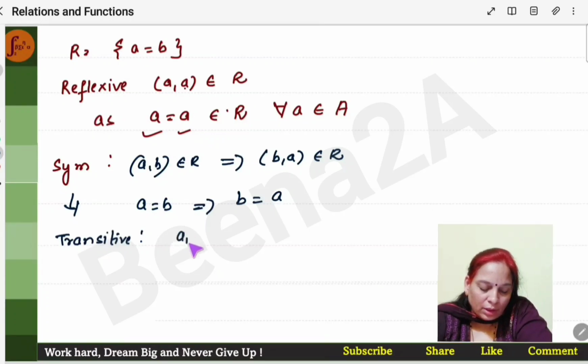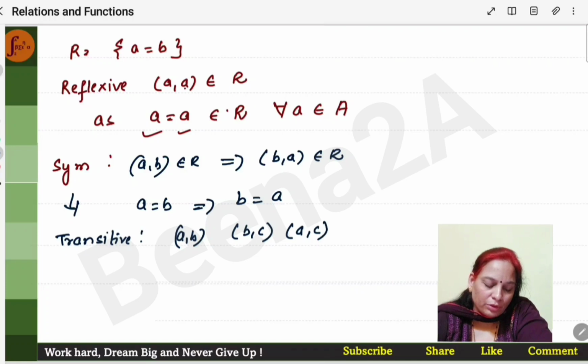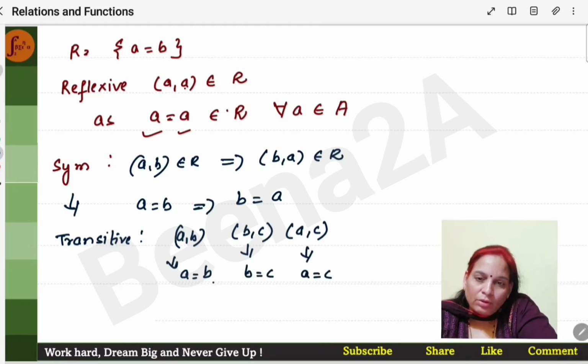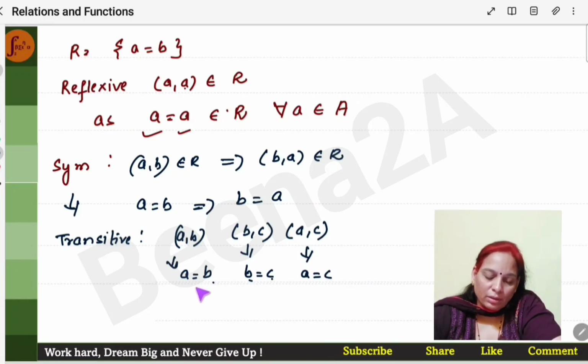Transitive is A comma B combination, B comma C combination, and A comma C combination. So here in the first combination, the relation is A is equal to B. Second combination, B is equal to C. Third combination, A is equal to C. Now, if A is equal to B and B is equal to C, obviously A is equal to C because all are equal here. A is equal to B is equal to C. All three are equal. Therefore, it's transitive.